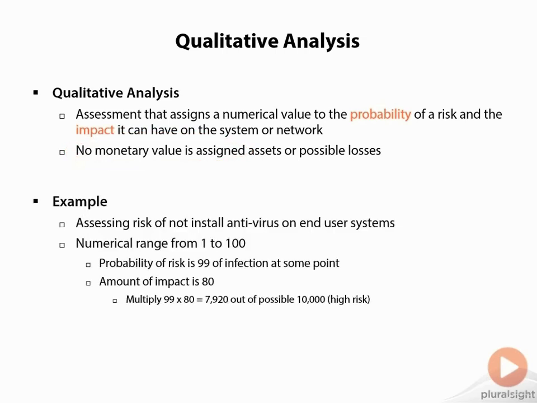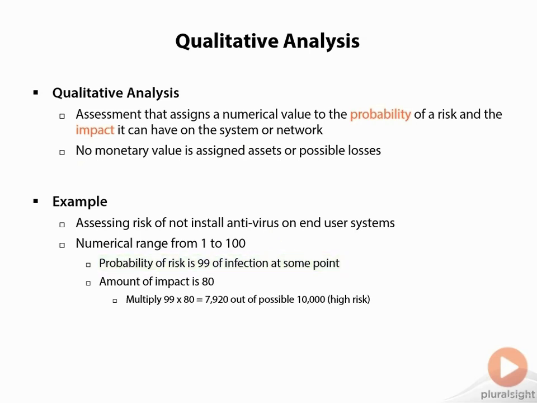All right, so basically, as an example, we would assess the risk of not installing, for instance, an antivirus application on our end user systems. And we would give it a range from, let's say, 1 to 100. And that range is arbitrary. Okay, we can assign it whatever number scale we want. For this example, let's just go 1 to 100. So the probability of risk of infection at some point, if it's an outwardly facing system, if people have access to the internet, is, let's just say, 99.